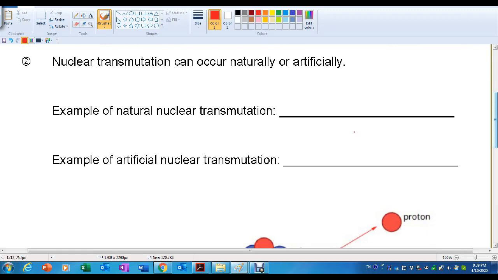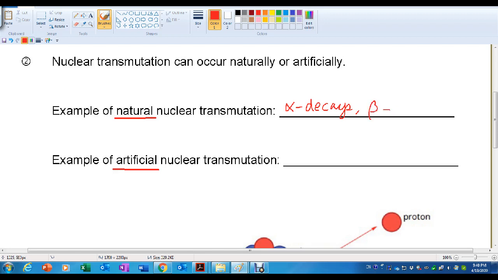And there are two types of transmutation. The first type is natural nuclear transmutation. The other type is artificial. Okay, for natural nuclear transmutation, there are many examples. For example, alpha decays. In all alpha decays, the parent nucleus will change into another element as the daughter nucleus. So alpha decay must be a natural nuclear transmutation.